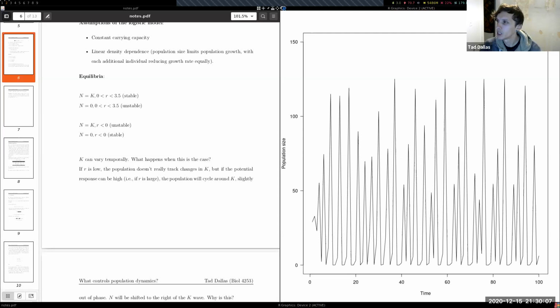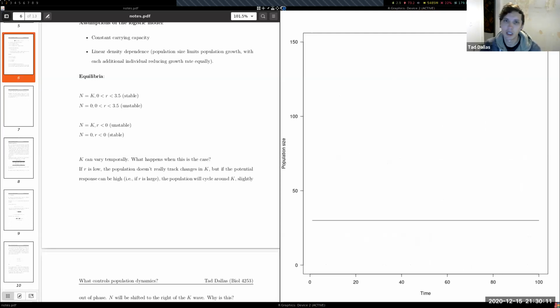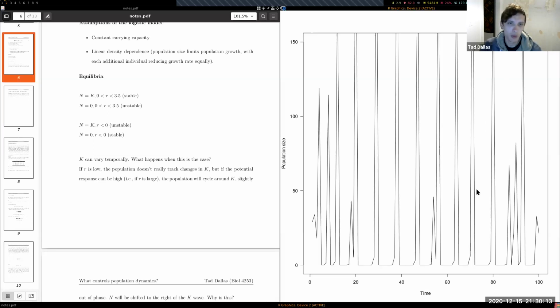So I'm increasing the growth rate by just a little bit more. And what you'll start to see is that it approaches what is known as deterministic chaos, where we're not able to estimate the population size at time t by knowing the initial population size and the carrying capacity. It starts approaching deterministic chaos, which we can talk more about if people are interested.